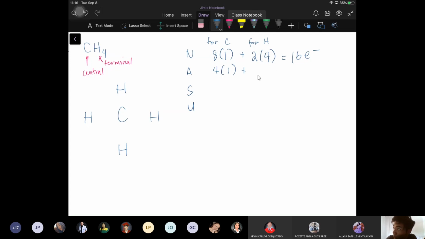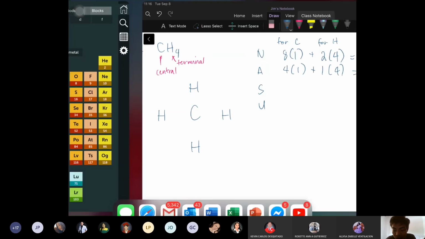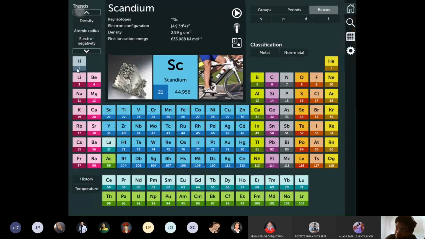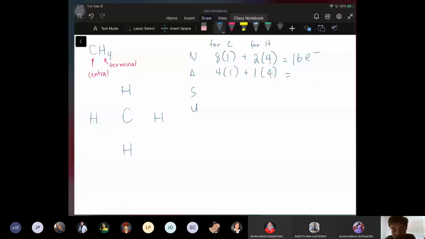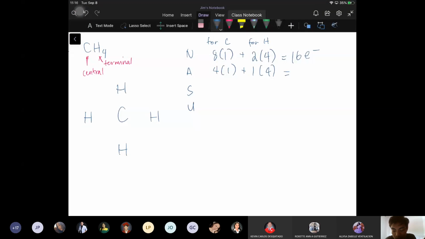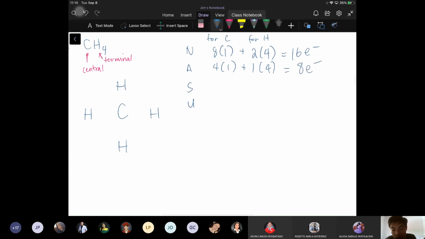Okay? For hydrogen, ano kaya yung valence electrons niya? 1 lang. Bakit 1? Kasi siya ay nasa group 1. Ito yung group 1. Kasama siya doon. So, 1 lang siya. So, in total, ilan yung available electrons natin? 1 times 4 plus 4 times 1, edi 8 electrons na. So 8 electrons yung available sa atin.